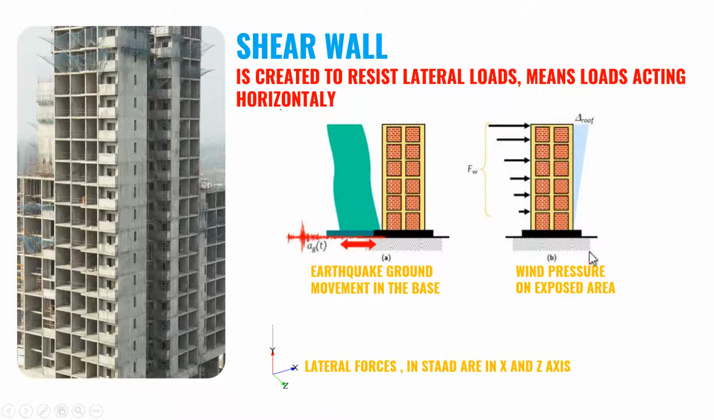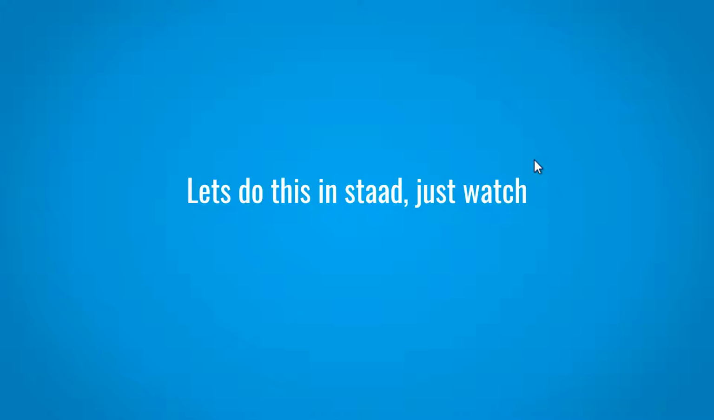So here we have two diagrams. Diagram A represents how a building responds to the lateral load in the x and z-axis in case of an earthquake. And we have diagram B, which explains how the building responds when there is wind pressure exposed in a particular area. So in Staad.Pro, we will see how to create shear walls using the surface command.